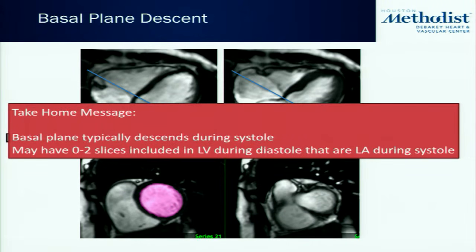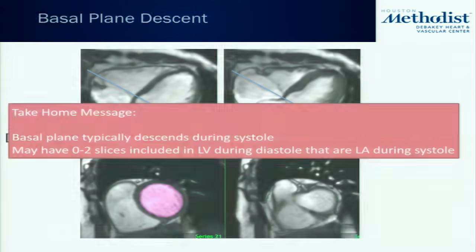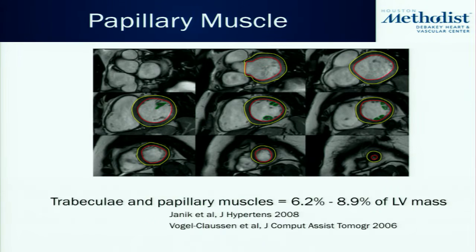Okay, so the important thing to keep in mind is that the amount of base to apex descent that can occur is in fact on the order of about 1 to 2 slices. So it can be quite a bit.